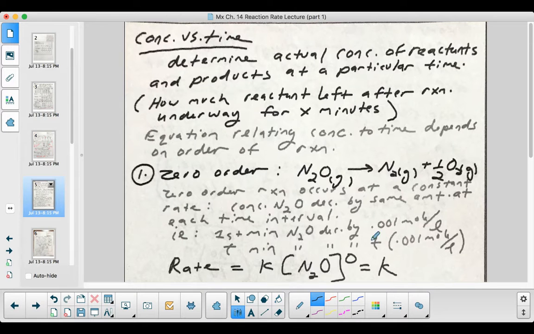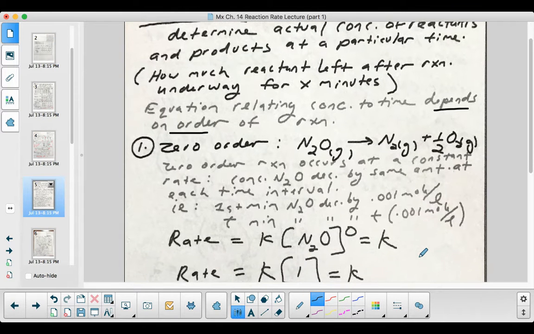Back for part two. So here we're going to look at how rate is related to concentration versus time. In order to determine the actual concentration of reactants and products at a particular time, you have to use what's called the related rates equations. These are equations that relate the concentration to the time, but it depends upon the order of the reaction.